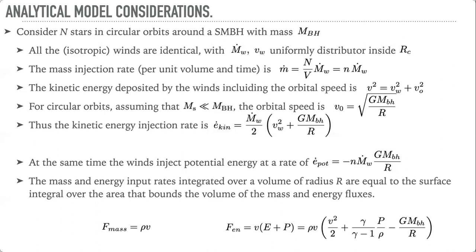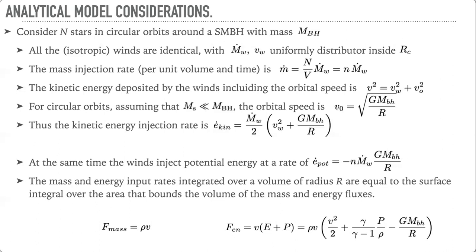Thus, the kinetic energy injection rate per unit volume becomes 1/2 of m dot times v squared, and in v squared here we can replace v_w squared plus the orbital speed squared, and we have this expression for the energy injection rate. At the same time, the winds also inject potential energy at a rate E dot potential, which is the total mass injection rate times this factor here. So this is just the potential energy, because the winds are injecting energy in the computational domain.